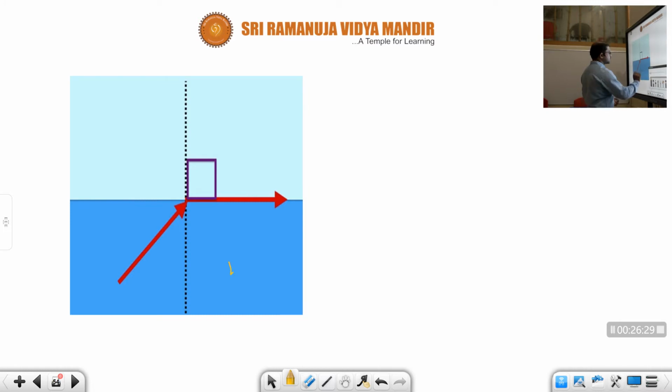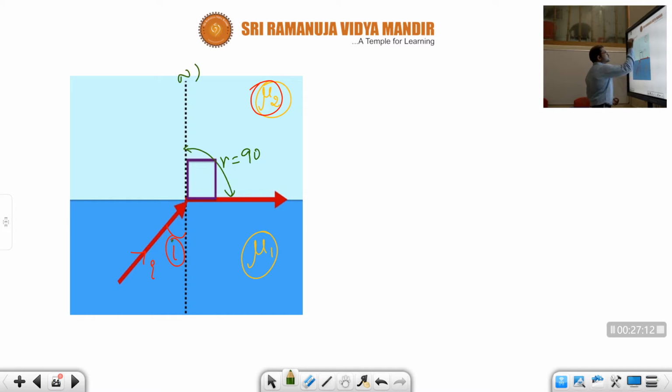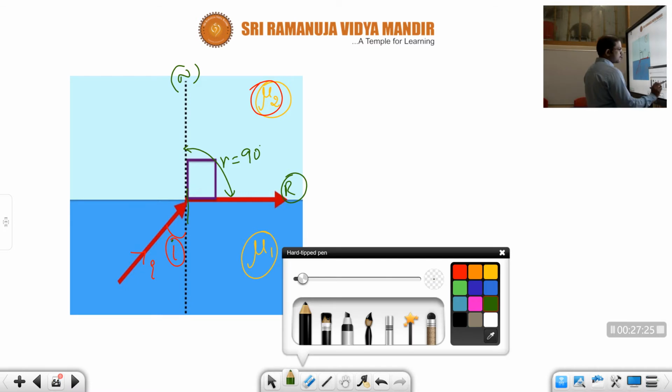Let us consider some water or some random medium, mu1, and the next medium, mu2. Here is the incident ray, making angle I with the normal, which is the angle of incidence. The refracted ray makes the angle R with the normal, and that is 90 degrees. Apply Snell's law here.